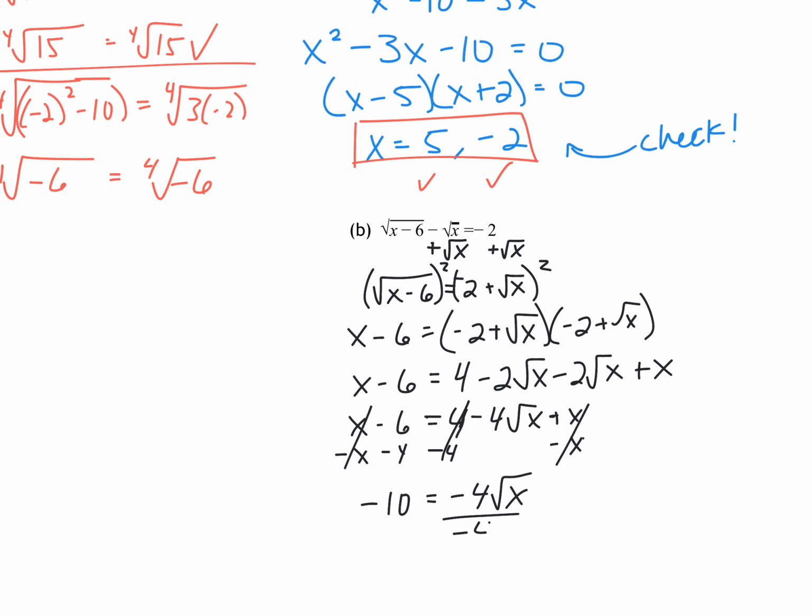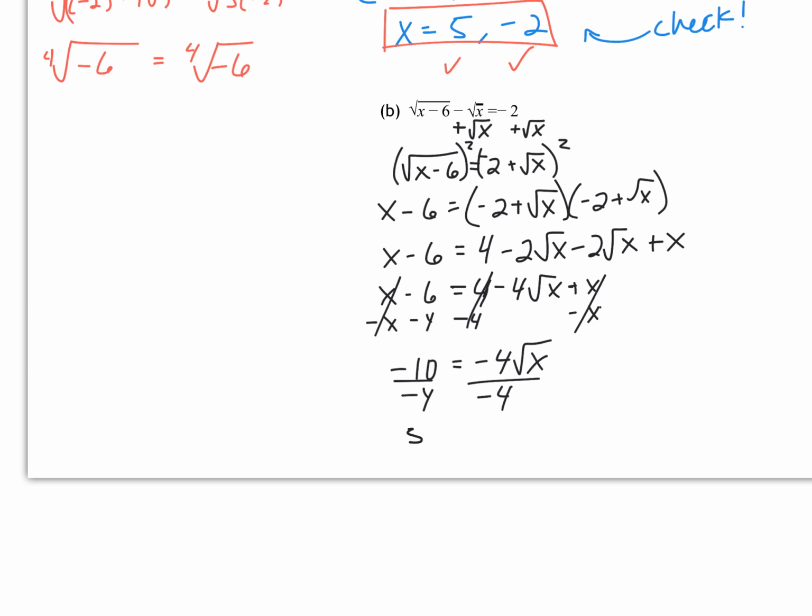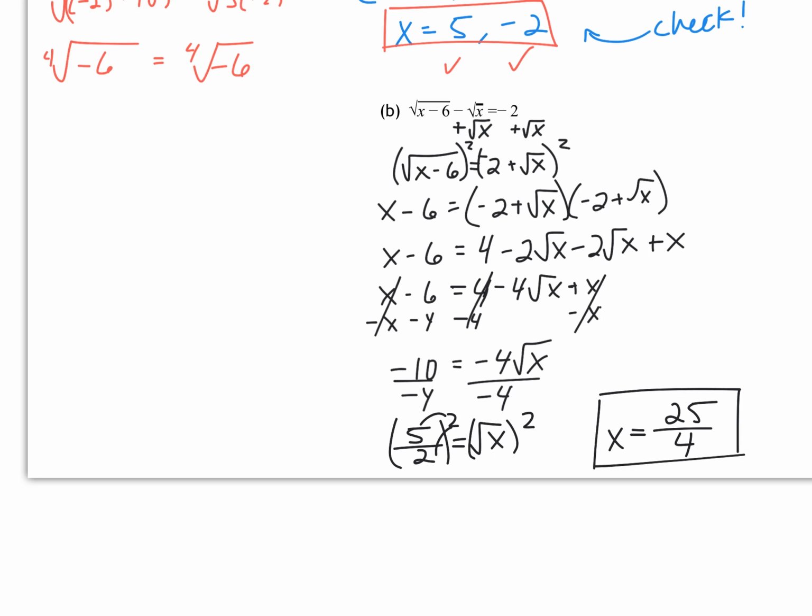Keep isolating, divide by -4. So that's 10 over 4. I'm going to simplify that to 5 halves equals the square root of x. Square both sides to solve. X is 25 fourths. Square the top, square the bottom. 25 over 4. When you check that, go back to the original equation. That does work out, so your solution in this question is 25 fourths.